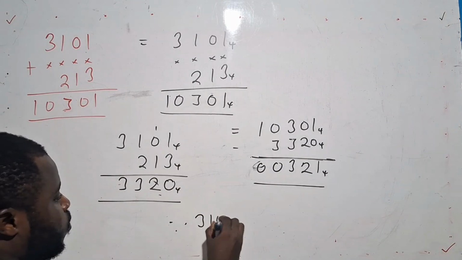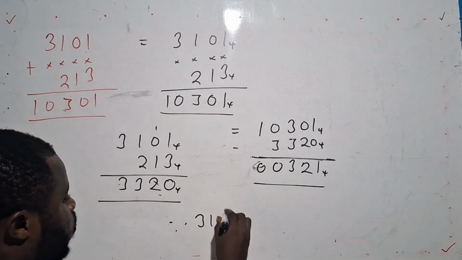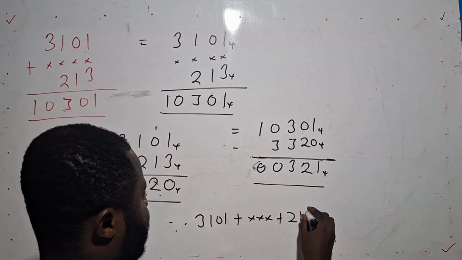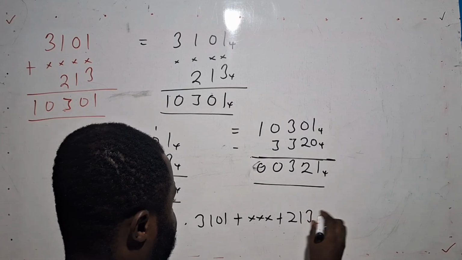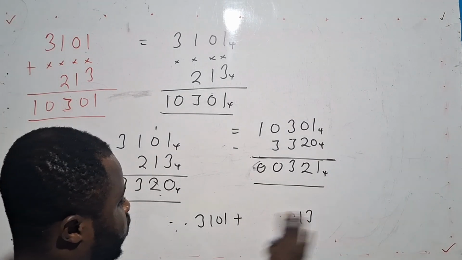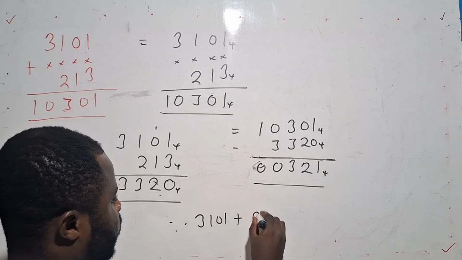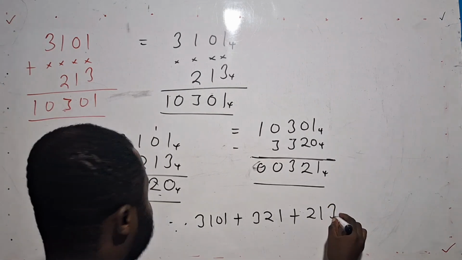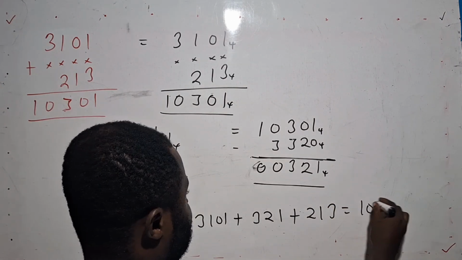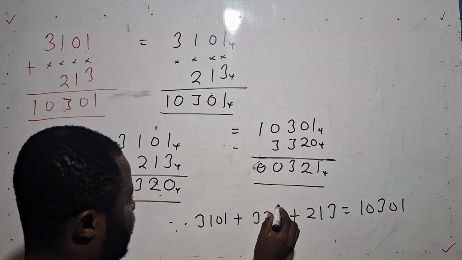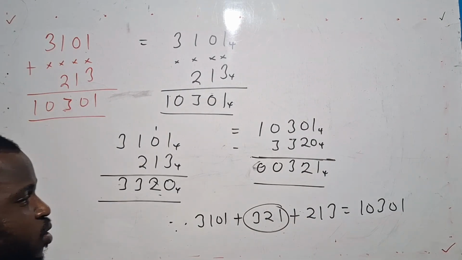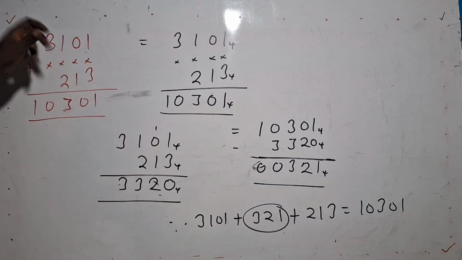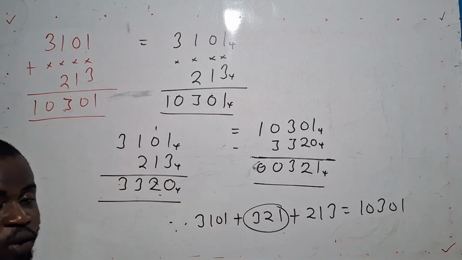310. 3101 plus the missing number plus the 213. Yes. So let me put the answer I've gotten here. So 321. Then plus the 213 will be 10301. So the answer I got was this one. So this was the missing number. So the first one, I proved it. So you can also put it back and add and see if you get the answer.